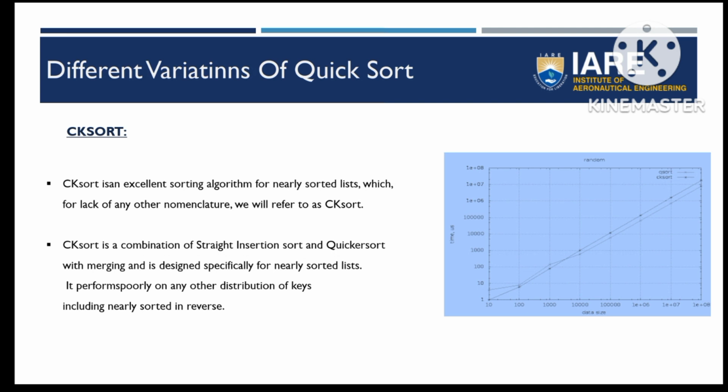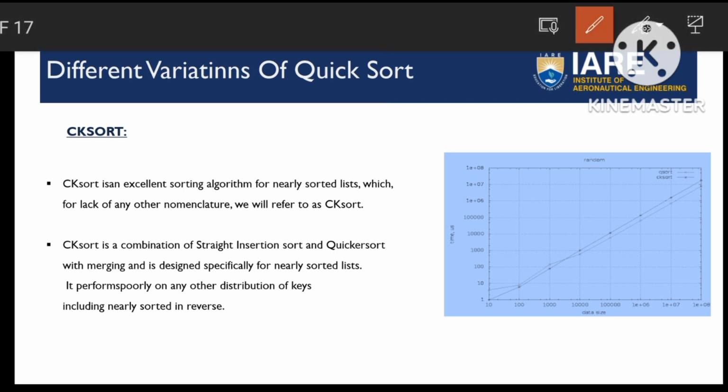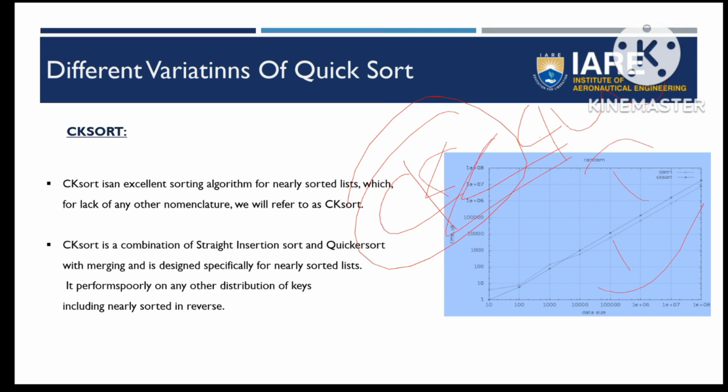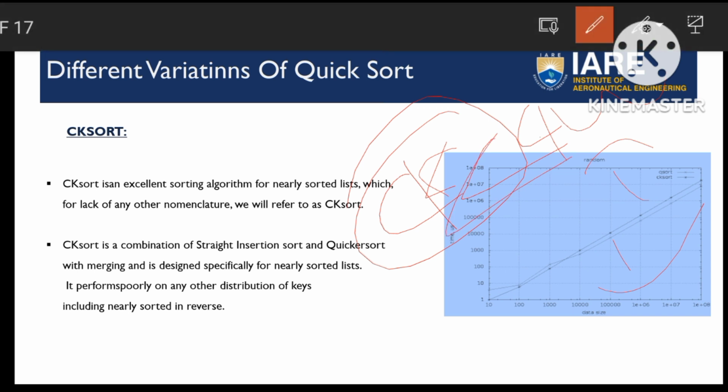Let you see the graph: the first line indicates CK sort, the second is quick sort. You can see that when the data elements are very few, the time complexity of CK sort is much lower than quick sort. As the elements increase and are not nearly sorted, quick sort is much better. But this is one of the variations of quick sort.